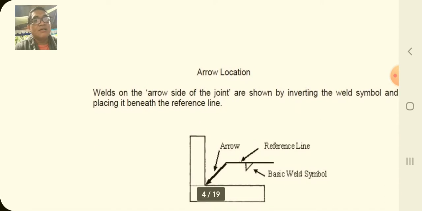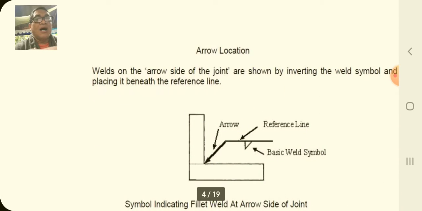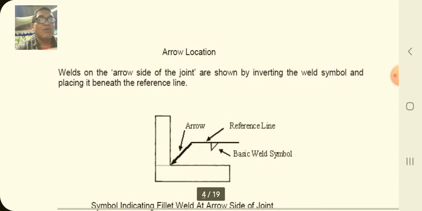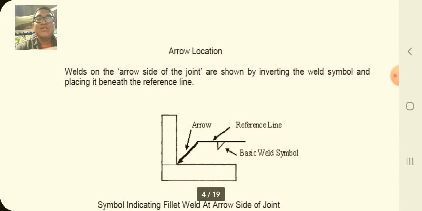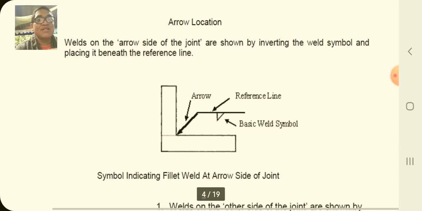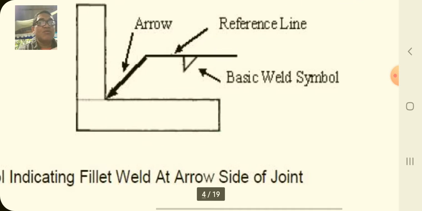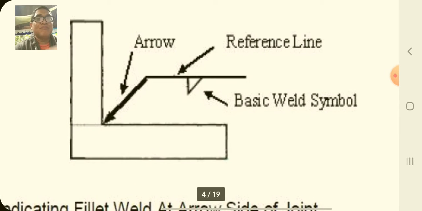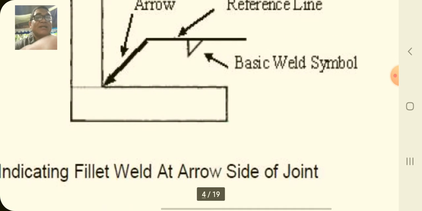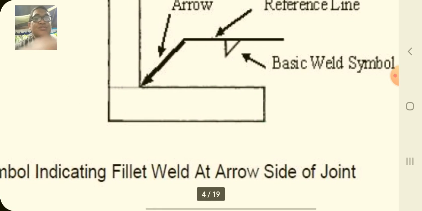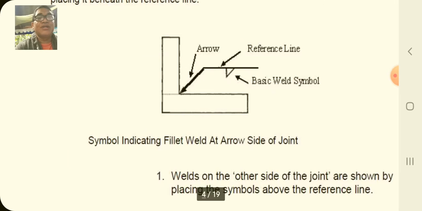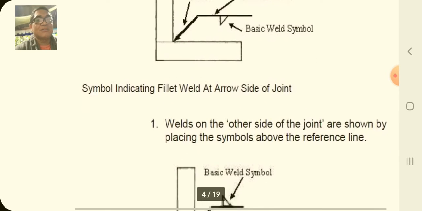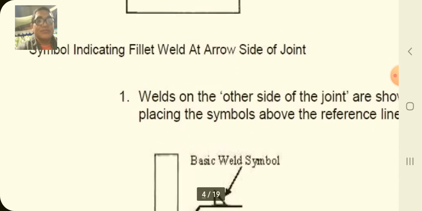Next is the arrow location. Welds on the arrow side of the joints are shown by inverting the weld symbol and placing it beneath the reference line. So we have here the basic weld symbols, the reference line, and the arrow. Beneath the reference line is the arrow side. So you have here the symbol indicating fillet weld at arrow side of joint.